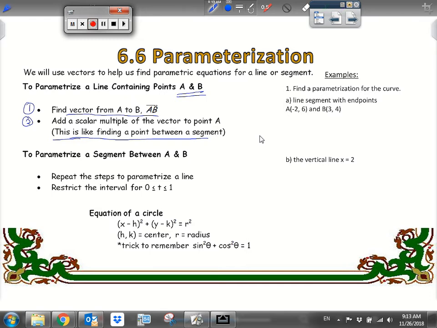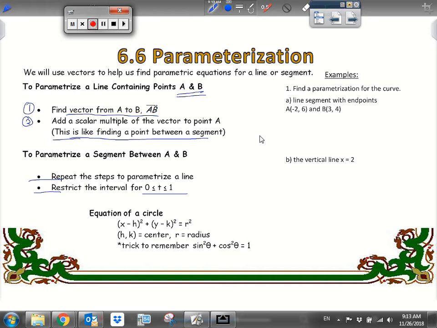If we want to turn a line segment into parametric equations, we actually do the exact same thing as we do with lines, but we have an additional step. We want to restrict the interval from 0 to 1. Now, because of the nature of the way that we turn a line into a parametric equation, it's always going to be from 0 to 1, t from 0 to 1. And I'll show you, when we do this, why it's always going to be from 0 to 1, and it will be. So that's how we would do lines.